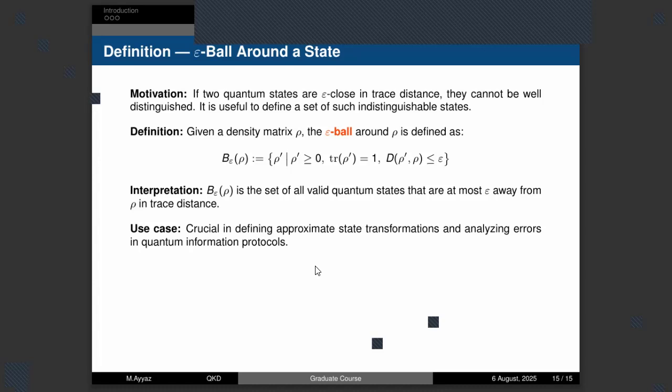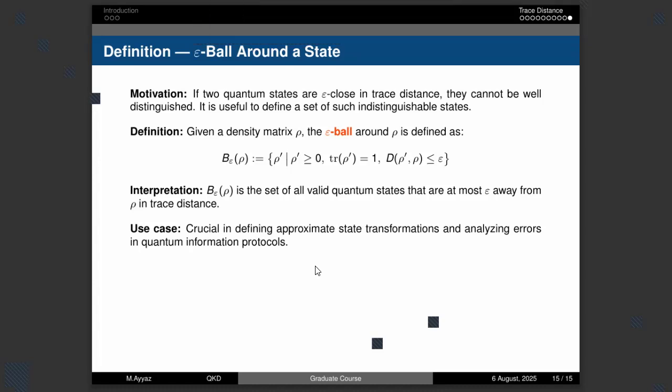So in today's lecture, we saw how we can quantify the distinguishability between two given quantum states, and we can do it using the trace distance as our quantitative tool of distinguishability. This tool is very important in quantum information protocols in order to analyze different tasks.